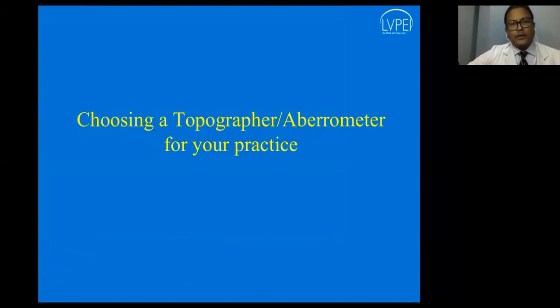So we have just had an overview of the several concepts of aberration, how aberration is measured, what the principle is, and how we need to interpret and understand how much aberrations play a role in our visual function. So, continuing with a quick recap of what we discussed on topography last time, there are several topographers. There are topographers which not only measure the corneal topography, but give different functions which help in day-to-day clinical practice. So I will conclude the part of the discussion from the last webinar on topography about choosing a topographer or aberrometer which would suit your practice well.